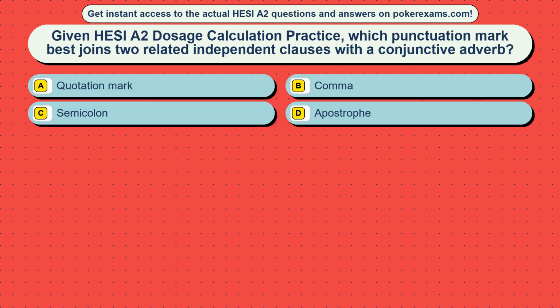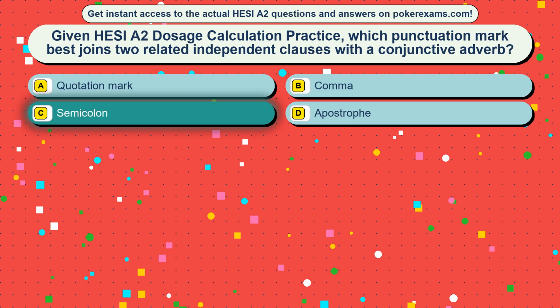Question 8. Given HESI A2 dosage calculation practice, which punctuation mark best joins two related independent clauses with a conjunctive adverb? Option A, quotation mark. Option B, comma. Option C, semicolon. Option D, apostrophe. The correct answer is option C, semicolon.